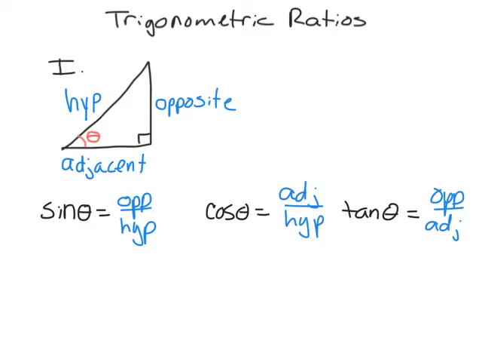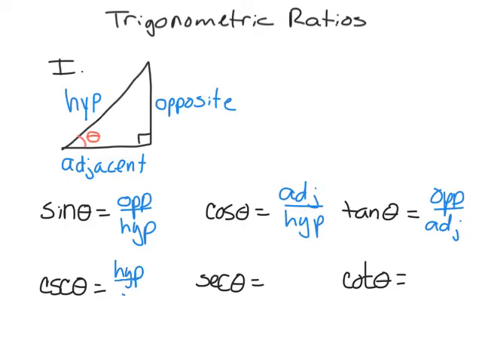Now, to obtain the next 3, they are just the reciprocal of the original sine, cosine, and tangent. So the reciprocal of the sine is the cosecant. So instead of opposite over hypotenuse, it's going to be hypotenuse over opposite. The reciprocal of cosine is secant, so that's hypotenuse over adjacent. And the reciprocal of tangent is cotangent, that's adjacent over opposite.